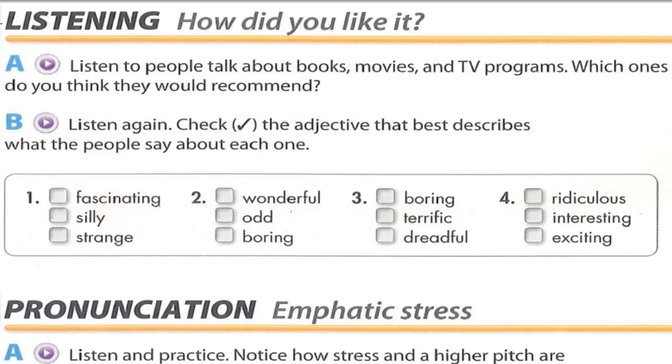Page 88, Exercise 5, Listening. How did you like it? Part A. Listen to people talk about books, movies, and TV programs. Which ones do you think they would recommend? 1. What do you think of Sue Grafton's books? I love those mysteries. When I started to read A is for Alibi, I couldn't put it down. I stayed up till 4 o'clock in the morning to finish it. Wow. Have you read any of the other books in the series? Oh, yeah. B is for burglar. C is for corpse. I'm already up to K is for killer. Using the alphabet to build a mystery series is such a clever idea. I can't wait to read all 26 books. I wonder what Z will be.